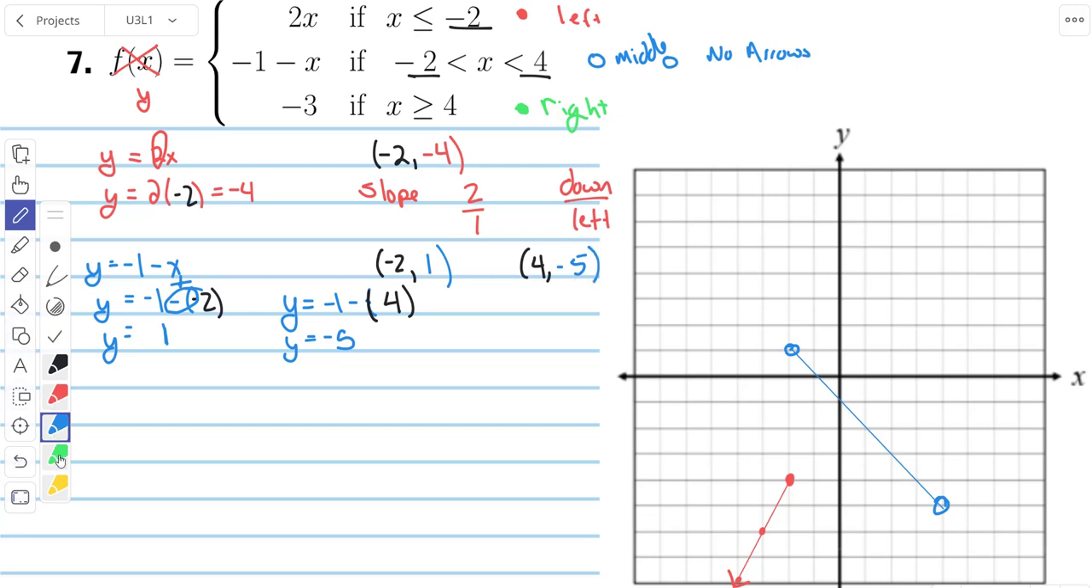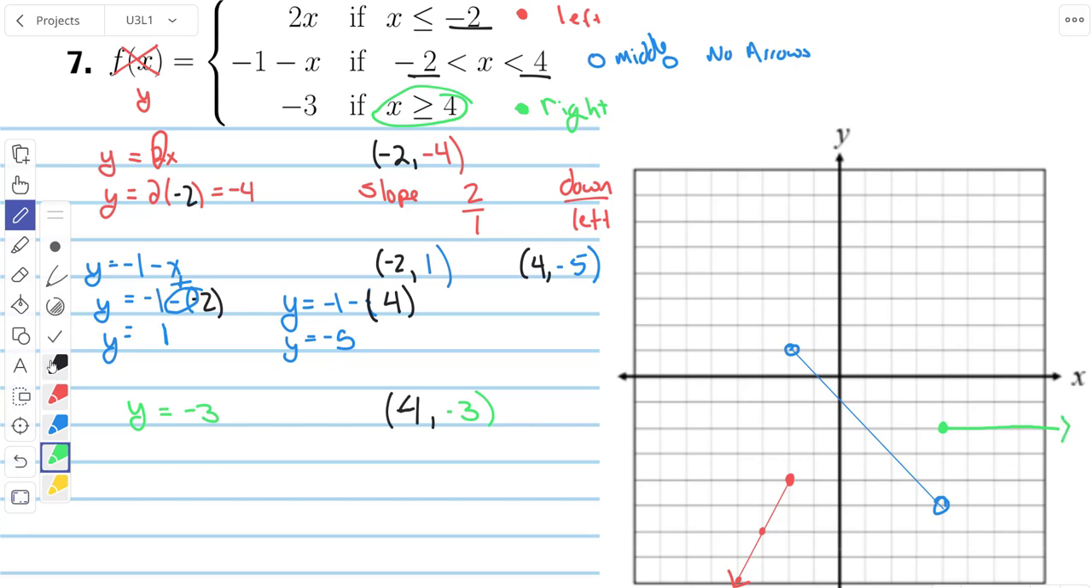So the last one we're going to do is y equals -3. And that's the value we're going to start off at. So we're going to start off when x is equal to 4. And so the only y value I can come out of this is -3. So at +4, I'm at -3. It's a closed dot, and it's a horizontal line going back to the right.